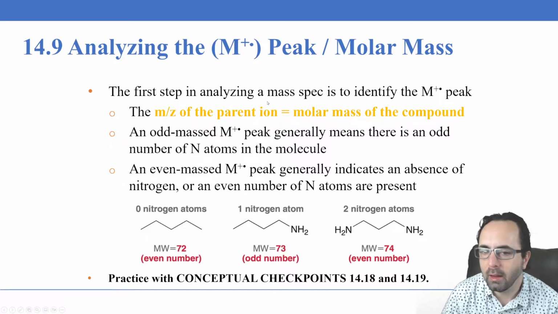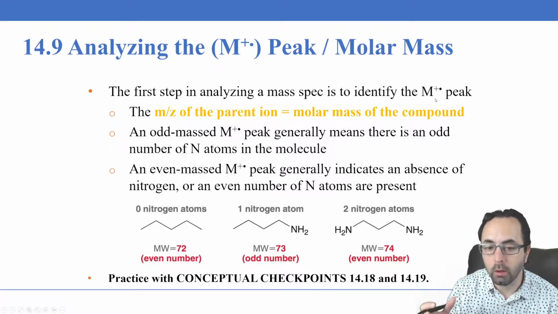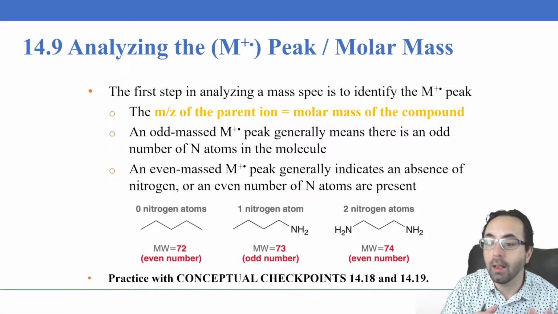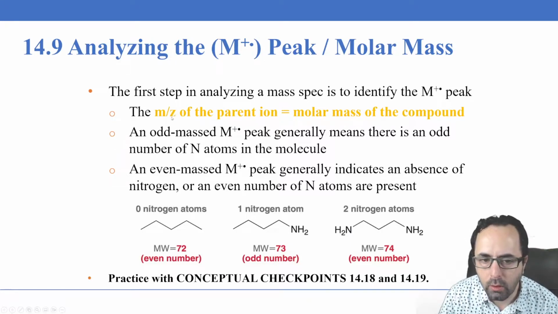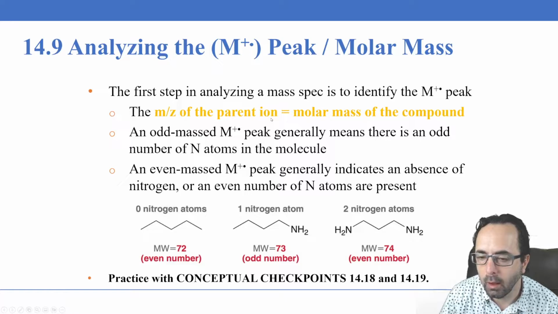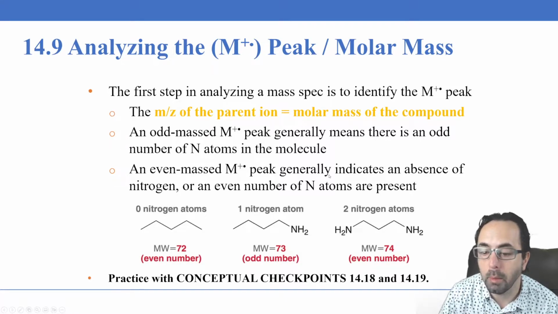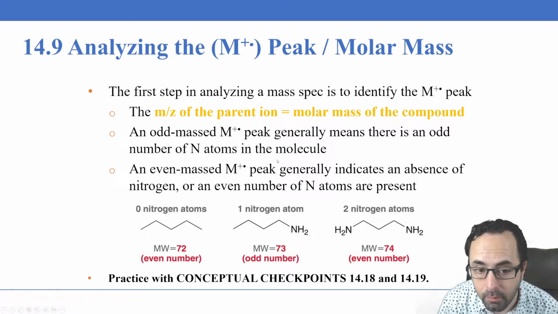So when we want to analyze the mass spec, the first thing we want to do is find the molecular ion. So we want to know what the whole molecule is, so we can then analyze how it was broken up and how it fragmented. So we look for the m over z of the parent ion and the molar mass of the compound and see if a peak is there.